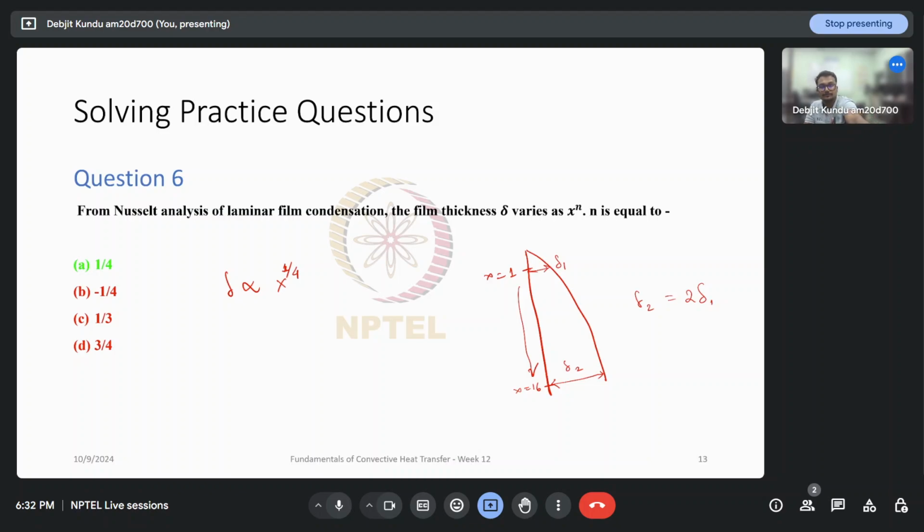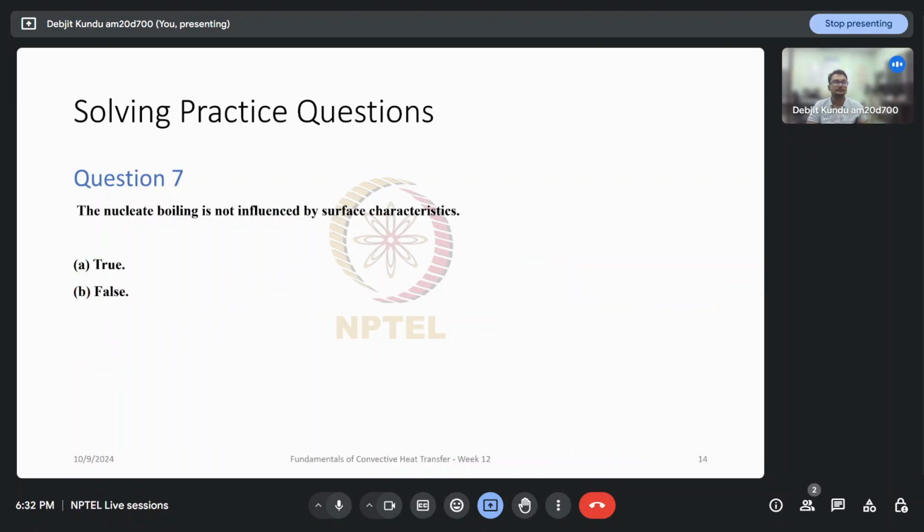All right, so we'll move along to question number 7. This is a very simple one, asking us that the nucleate boiling phase is not influenced by surface characteristics of the solid in contact with the liquid. Now, is this statement true or is it false?